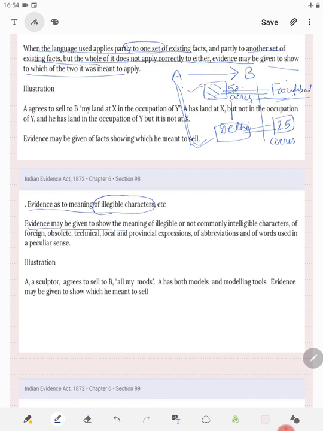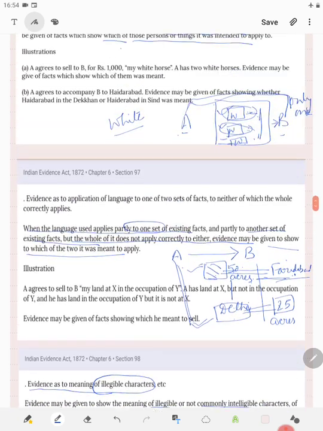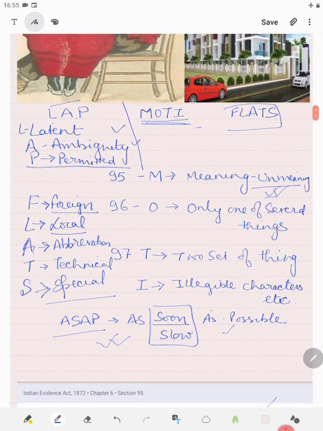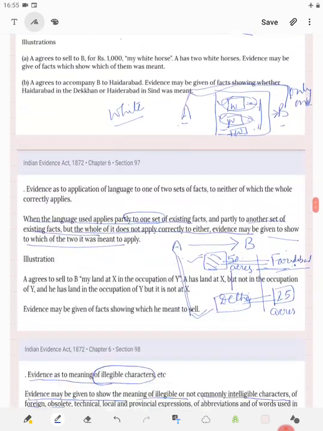Evidence may be given to show the meaning of illegible character or not commonly intelligible characters of foreign, obsolete, technical, local, and provincial expression, of abbreviations, and of words used in a peculiar sense. So if the word has created any confusion, or if it is foreign, local, an abbreviation, or technical, or some special word used, and what is meant by it, evidence can be given of that also.